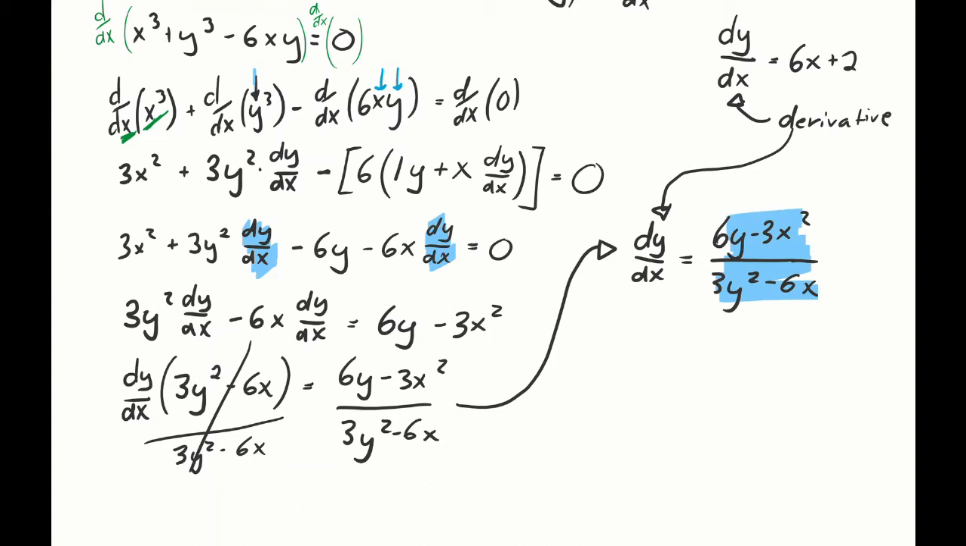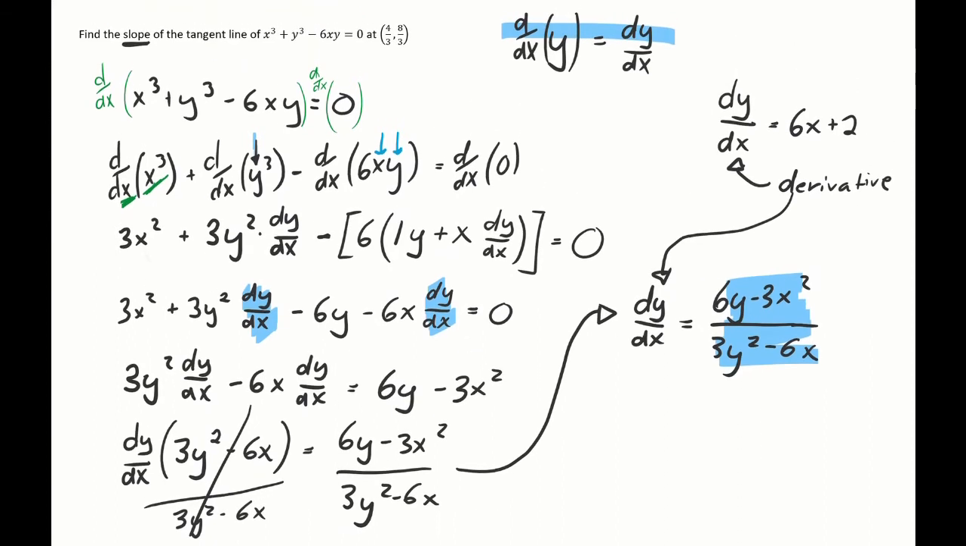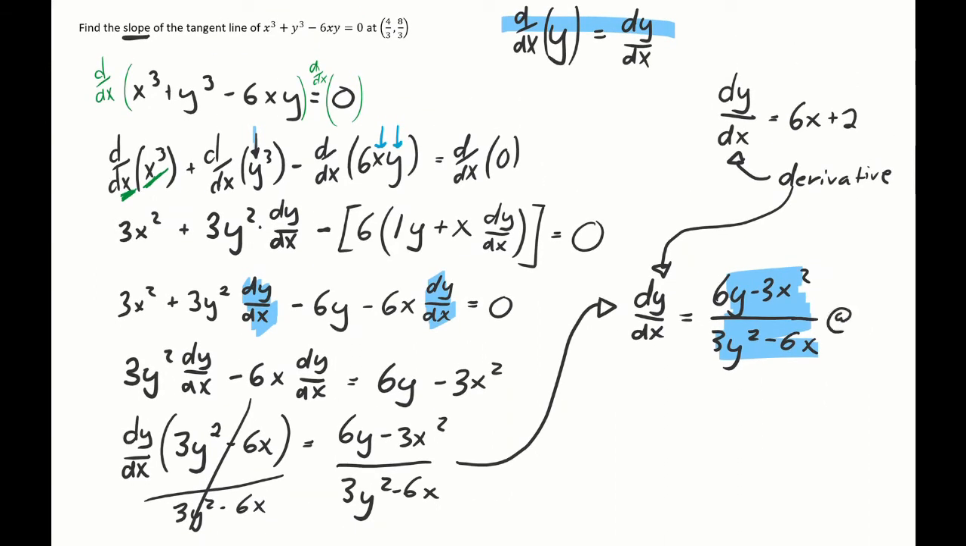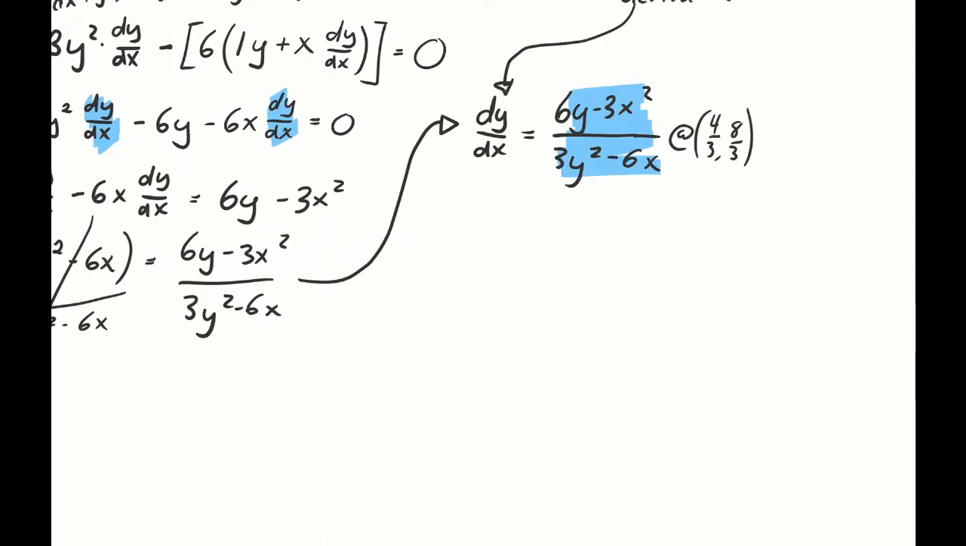Okay, so once you solve for dy dx, the problem is asking, at the point 4/3, 8/3, what's the slope? Slope of the tangent line. Well, hey, can we make this a little easier? Notice how there's a 3 I can factor out of the top and the bottom. So if I do that, I would cancel them both, and my equation reduces down to 2y minus x squared over y squared minus 2x. This will be a little easier to work with. Almost every time you do implicit differentiation, or I believe every time, you are going to have y's and x's in your equation. So you need both parts of the ordered pair in order to make it work.